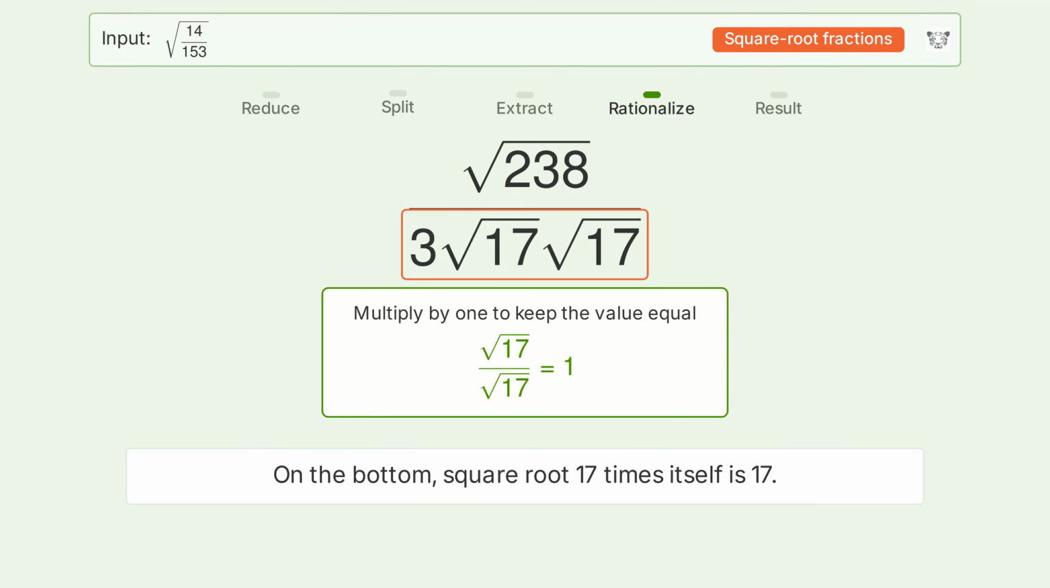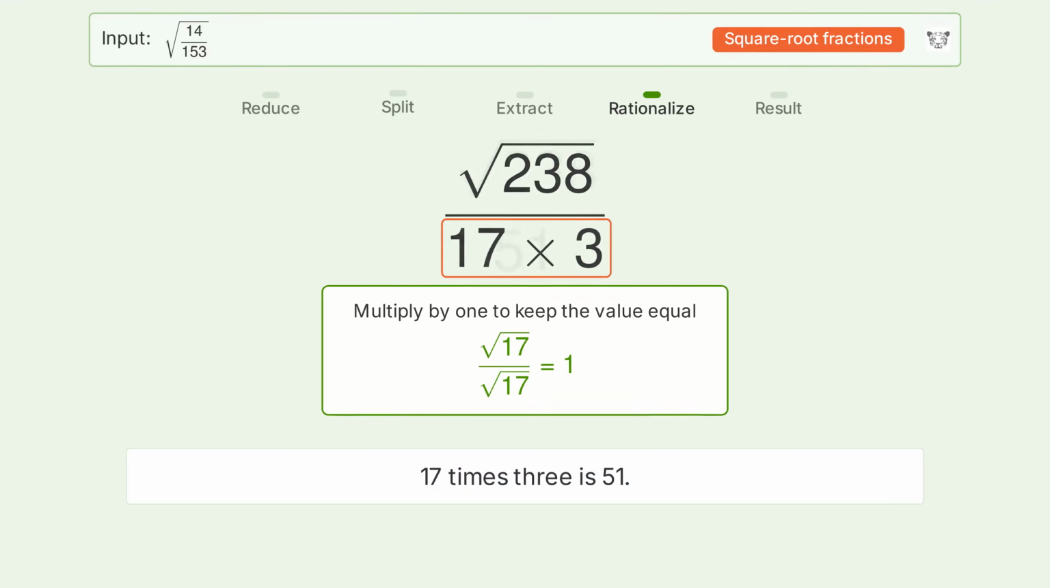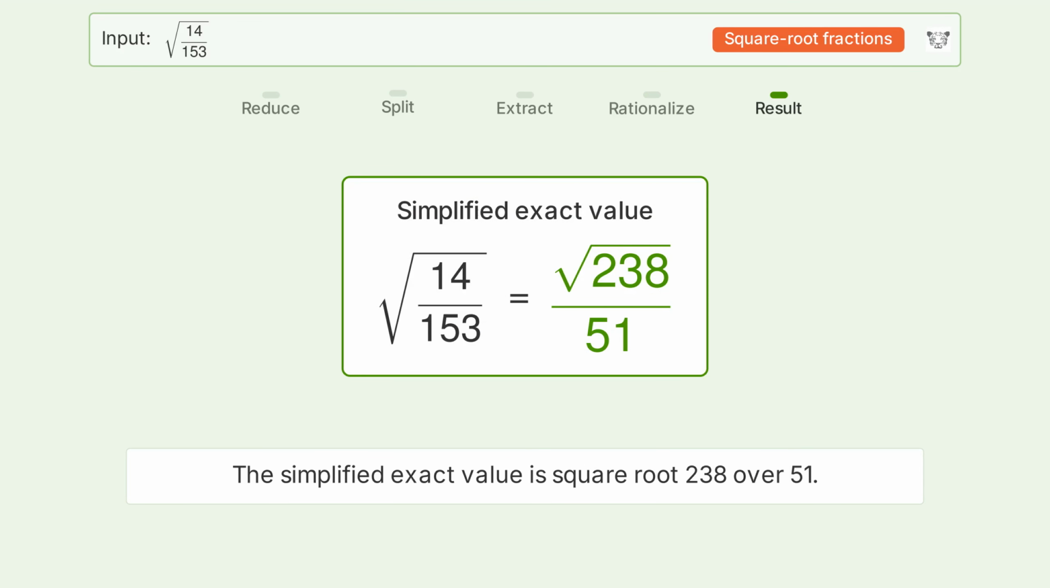On the bottom, square root 17 times itself is 17. 17 times 3 is 51. The simplified exact value is square root 238 over 51.